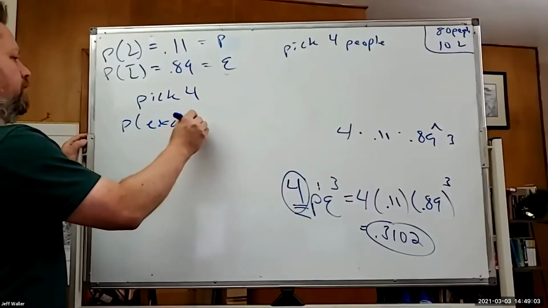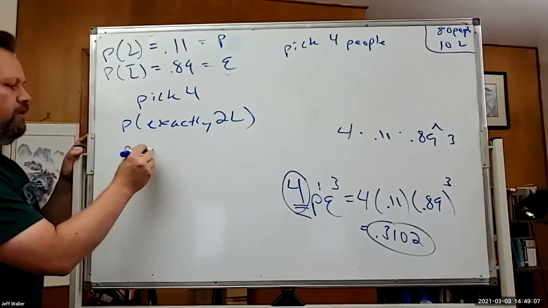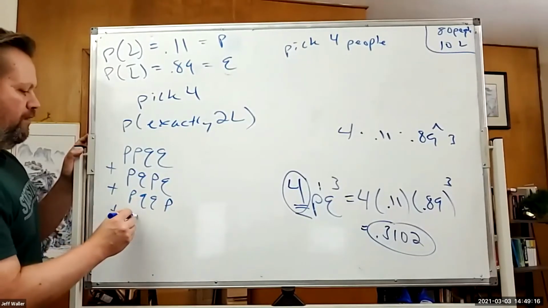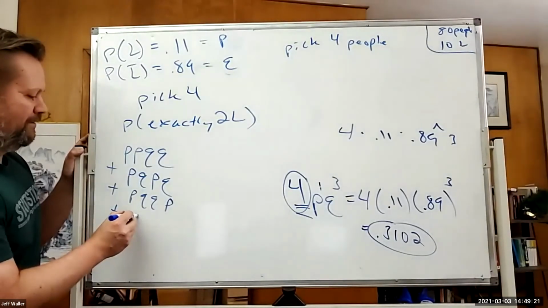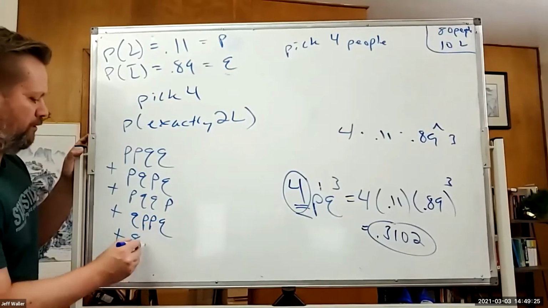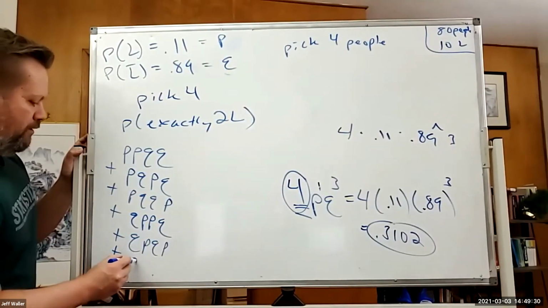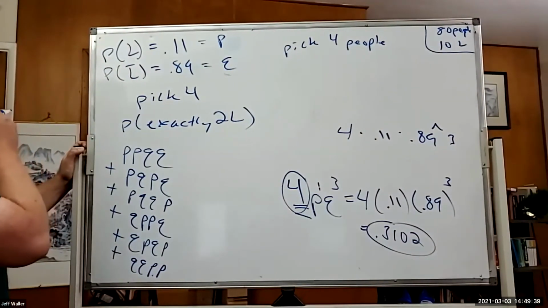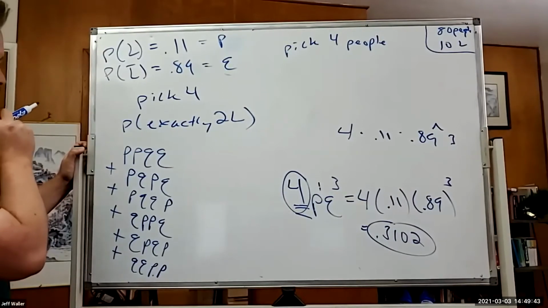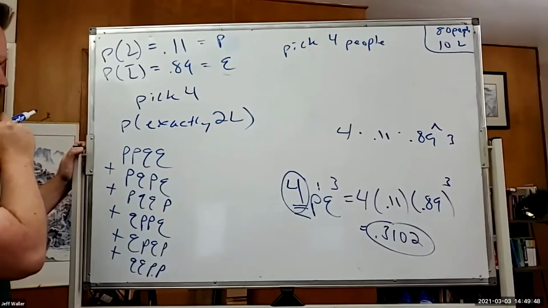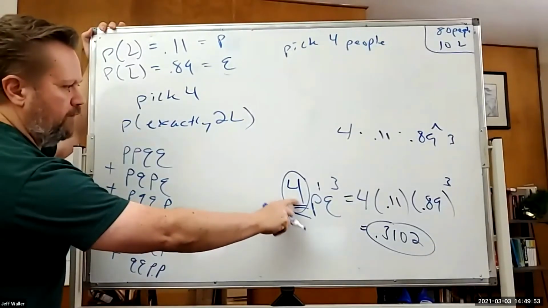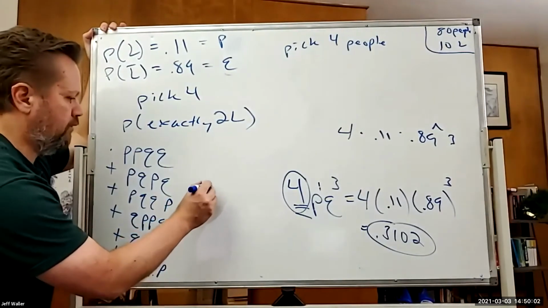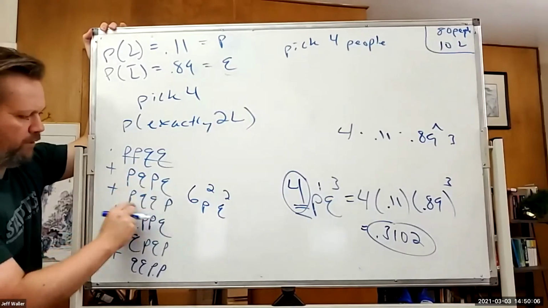Let's say we want exactly 2 left-handed. So that would be like PPQQ or PQPQ or PQQP or QPPQ or QPQP or QQPP. I feel like I left somebody out. No, I think that's everybody. So then what would go here for this problem? It would be 1, 2, 3, 4, 5, 6. Right? So it'd be 6 P squared Q squared. Is that cool? P squared Q squared for each one of these.